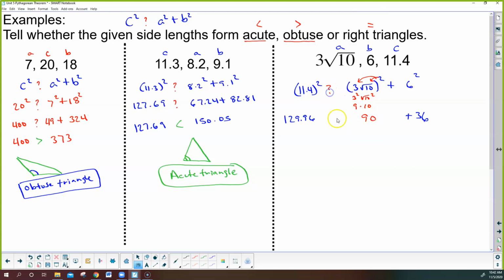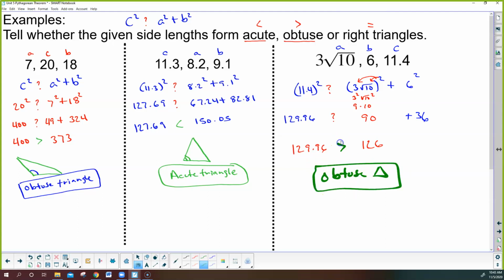And I'm looking for how does c squared compare to a squared plus b squared? When I add these two together, I get 126. And you can see that right now, 129 is larger than 126. And since c was on the left-hand side, this is our obtuse triangle. Okay. If it was equal, then our conclusion is it would be a right triangle.